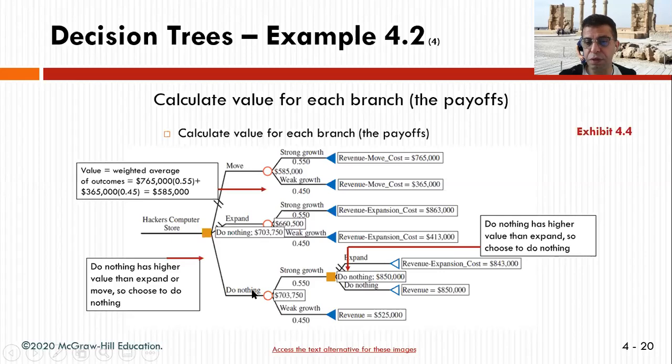Now, in the choice of do nothing, you're making 843 if you're expanding later on, which you multiply by 55%, and you do this calculation. In the case of do nothing, you make 850, and the 850 is the revenue for do nothing, and if you're expanding, you make 843.